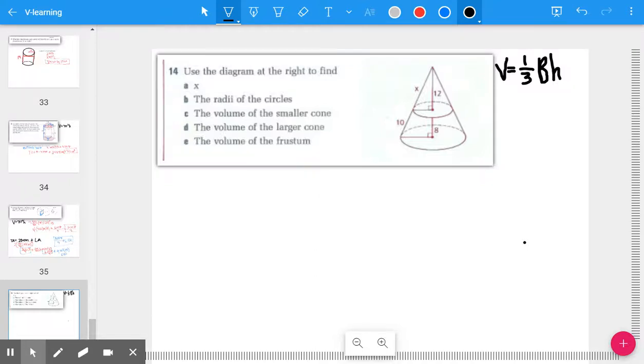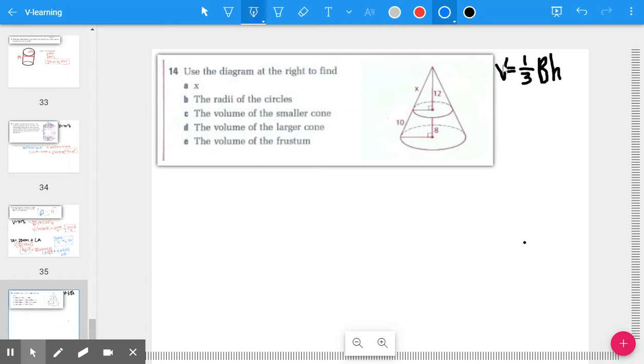Hi guys, this is number 14 on the 12.5 homework. I'm going to go through all of the parts. So we need to use the diagram at the right to find, let's start with finding x. What you'll notice is that we have two similar triangles, therefore I can set up a proportion.